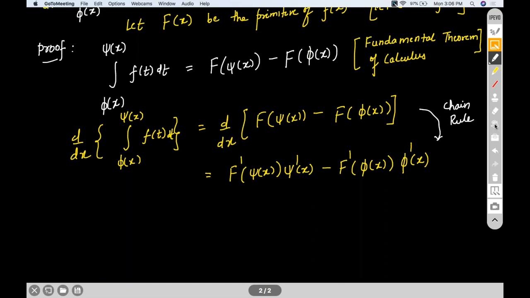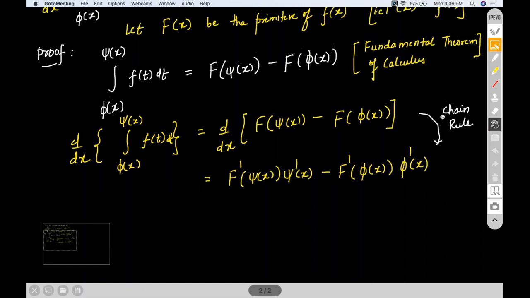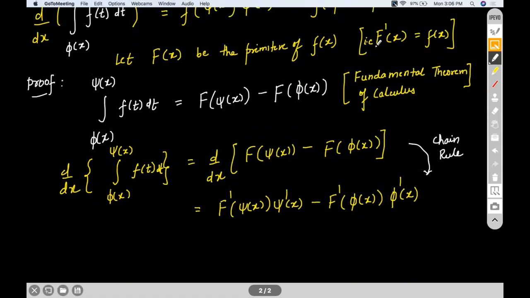Right. Now, see what I'll do. We already know that capital F is the primitive of small f of x, correct? So this formula is known to us. Whatever we put as x here, the same will be reflected here also, right? As you can see here, you're finding capital F dash phi x. If you place your x with psi x, won't this become f of psi x?